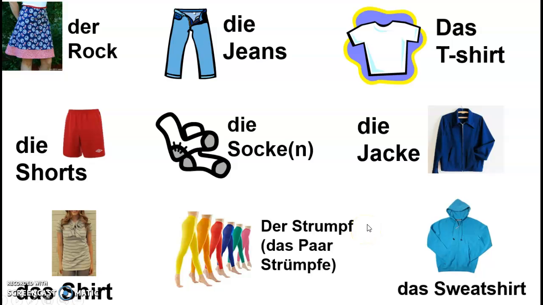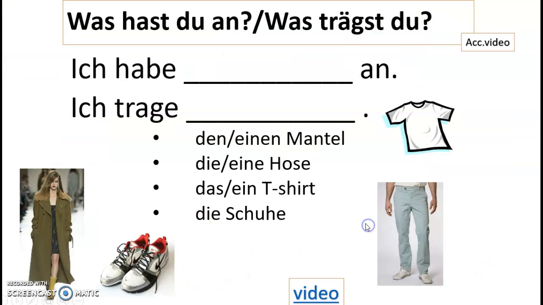Okay, so today you're going to learn how to use them more in sentences. So you should be able to say what you have on. Was hast du an? What do you have on? Or was trägst du? What are you wearing? Ich habe das Shirt an. Or ich trage einen Mantel. Ich trage eine Hose. Ich trage ein T-Shirt. Ich trage Schuhe. Or die Schuhe.